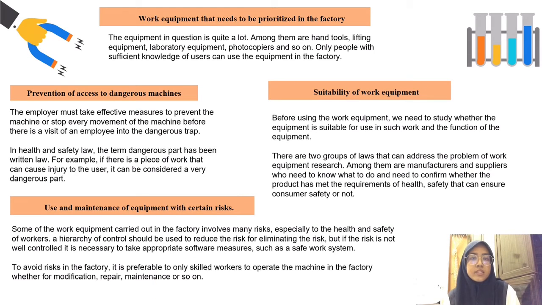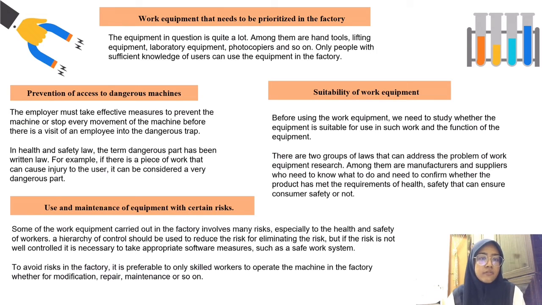Work equipment that needs to be prioritized in the factory. The equipment in question is quite a lot. Among them are hand tools, lifting equipment, laboratory equipment, photocopiers, and so on. Only people with sufficient knowledge of the equipment can use it in the factory. Prevention of access to dangerous machines. The employer must take effective measures to prevent access to the machine or stop every movement of the machine before an employee enters the dangerous trap.